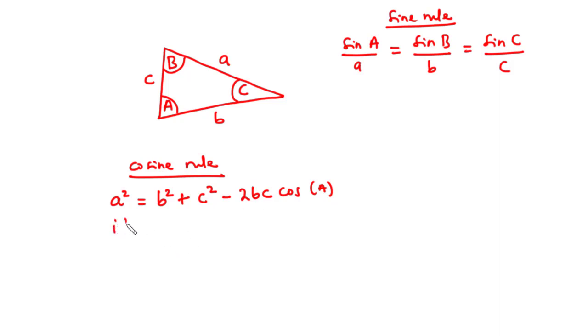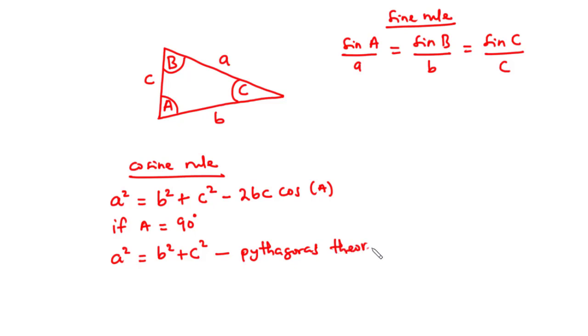Now if A is equal to 90 degrees, then cosine of angle 90 degrees is equal to 0, which makes this term go to 0. Therefore, the equation reduces to a square equals b square plus c square, which is the Pythagoras theorem. So when the value of angle A is 90 degrees, this cosine rule reduces to the Pythagoras theorem.